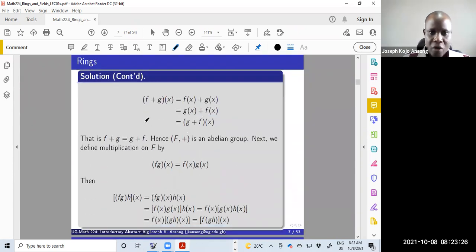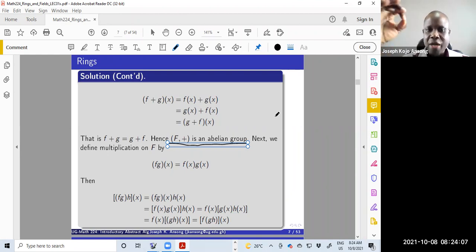For additive commutativity, we have this: F plus G of X is equal to F of X plus G of X. This is a function of X, and that's a function of X. For functions, we can rewrite this as G of X plus F of X, and we can also write it in this form, which means that F plus G is equal to G plus F. That shows that this structure, in terms of addition, is an abelian group. Okay, good. So that is the first axiom for showing that something is a ring.